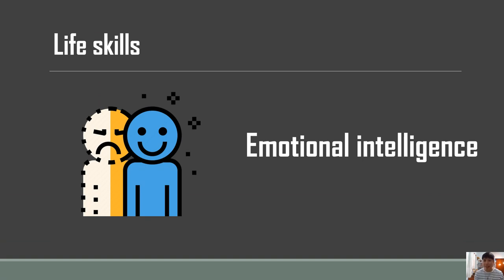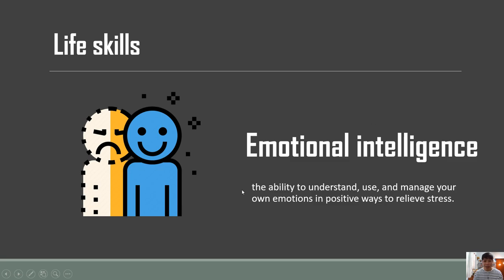Emotional intelligence. Okay, so some people call it EQ, or emotional quotient. The word emotional comes from the word emotion. It means feeling, right, or mood. Intelligence means how smart you are. Okay, it's just like the way that you show your ability to control your emotion. I made a brief definition over here.